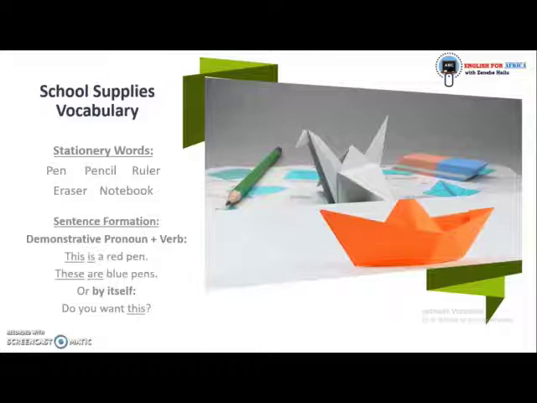So firstly, you can just use a demonstrative pronoun with a verb. This is a red pen. These are blue pens.